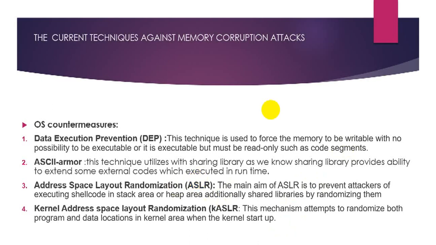The third technique is address space layout randomization. The main aim of address space layout randomization is to prevent attackers from executing shellcode in the stack area or heap area, and additionally to randomize shared libraries. In fact, we can take two advantages of using this effective protection technology. Firstly, it can defend against remote attacks. Secondly, a local attacker wouldn't be able to attack memory because of the random offsetting of the memory structure and module-based addresses. The final one is kernel address space layout randomization. This mechanism attempts to randomize both program and data locations in the kernel area when the kernel starts up.